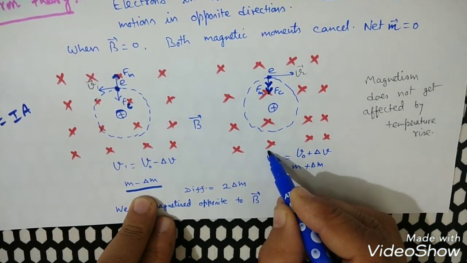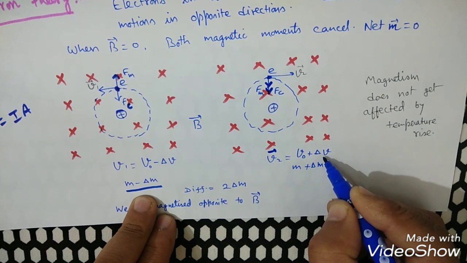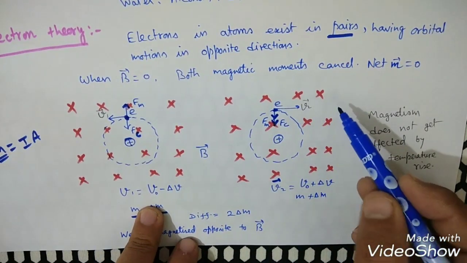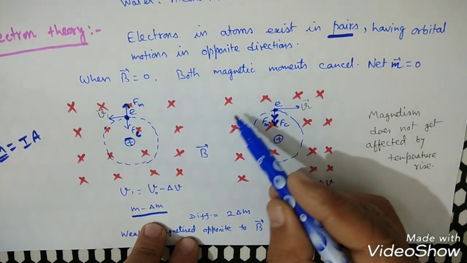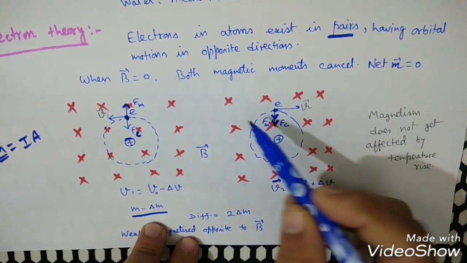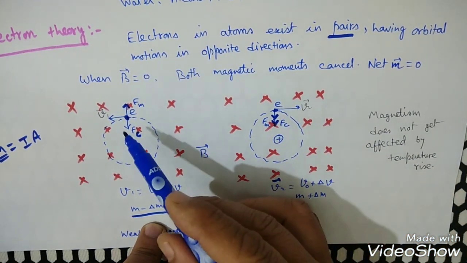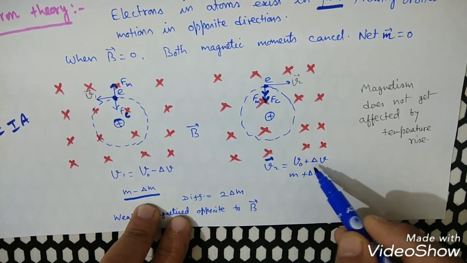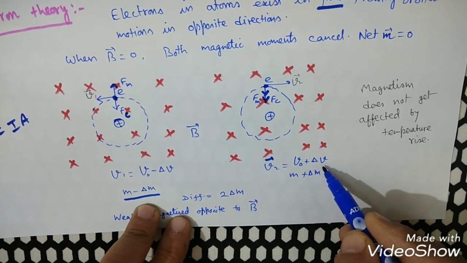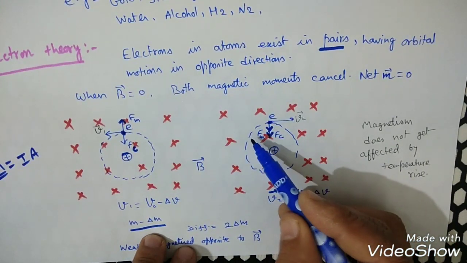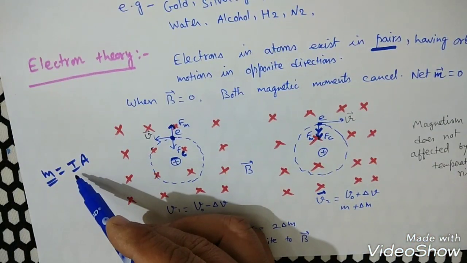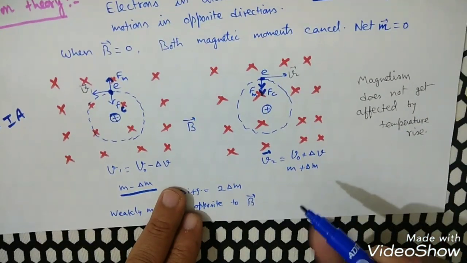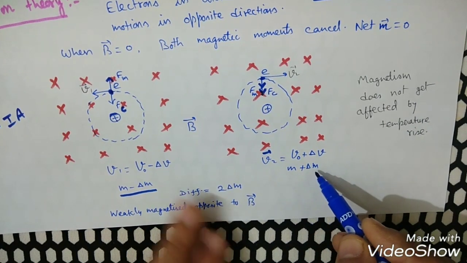So the increased velocity v2 will be equal to v0 plus delta v. v0 is its velocity when no external magnetic field is there. It is the natural velocity at that instant, and delta v is the increase in its velocity. So v2 is equal to v0 plus delta v. Because of its increased velocity, its current will increase, then the magnetic dipole moment will increase. So the increased magnetic dipole moment, let it be m plus delta m.